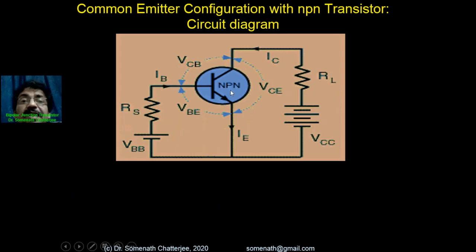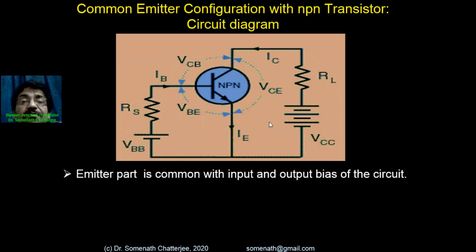Here you can see the NPN transistor. This is the circuit diagram which we are using for understanding the characteristics. The emitter part is common in both input and output, and this is grounded. Here it is not showing, but the emitter lead is grounded. This one is the base to emitter voltage, this is the collector to base, and this is the collector to emitter. So these are basically the three voltage components, right?